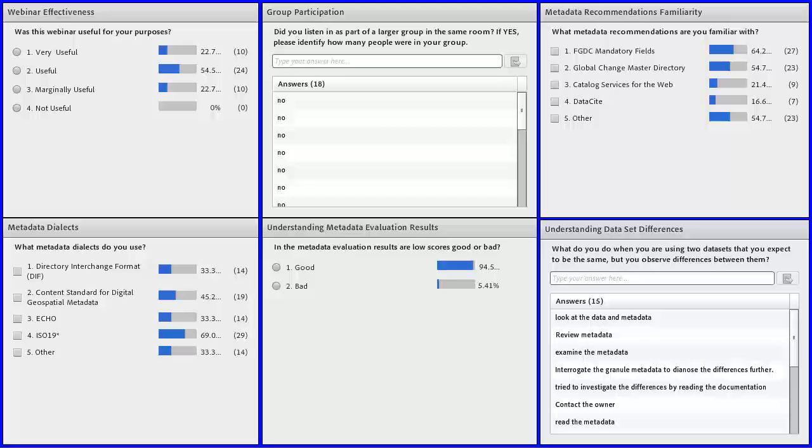I'm working with Matt Jones from NCS and Sky Bristol from USGS. There's a lot of interest in going beyond just measuring completeness. And one obvious step is consistency, which we're also not meeting. We've got some tools for looking at that.